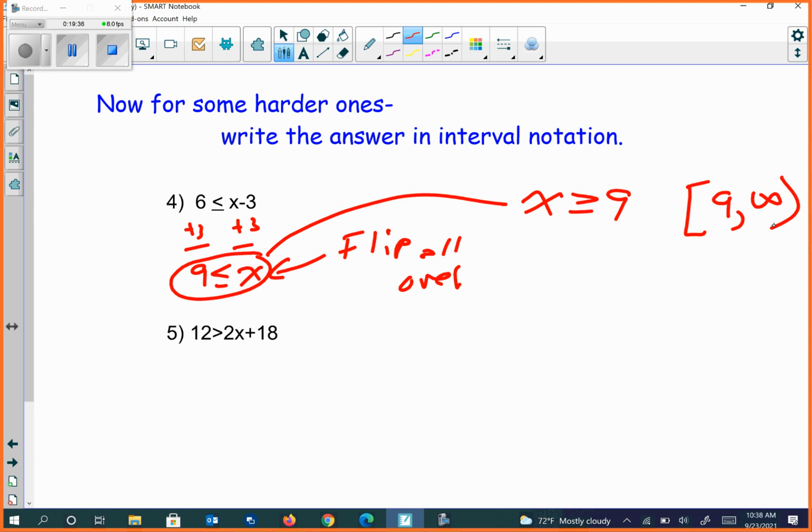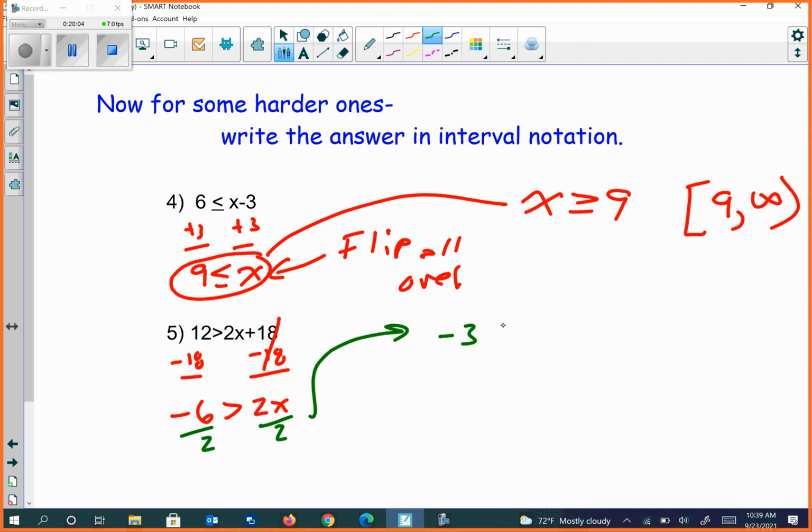Okay. Problem number 5. What are some suggestions from you to get x by itself? I like that. Minus 18 sounds like a really good idea. Notice I did it from either side of the inequality. That way those cancel. 12 subtract 18 is negative 6, I believe. How would I get x all by itself? Divide by 2. So I'm just bringing this over here. So I get -3 is greater than x.